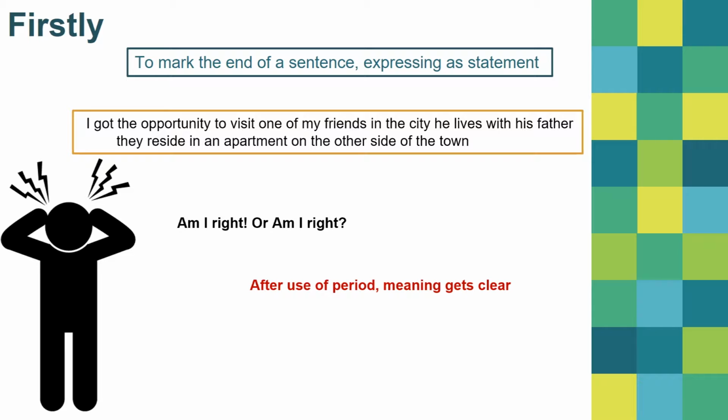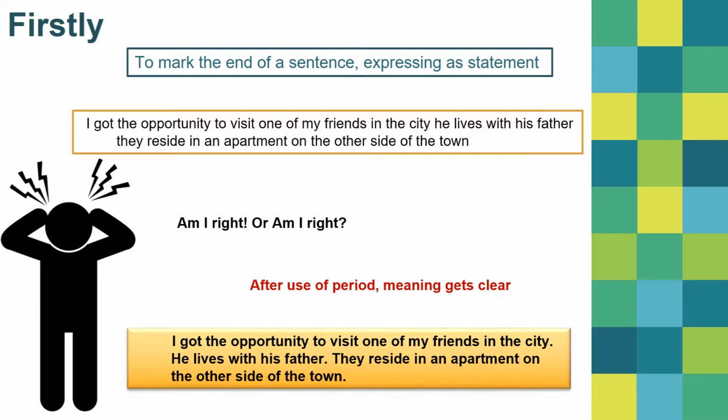Now read it again. I got the opportunity to visit one of my friends in the city. Full stop. He lives with his father. Again, full stop. They reside in an apartment on the other side of the town. Now, with this, we are very clear that it is having three sentences.